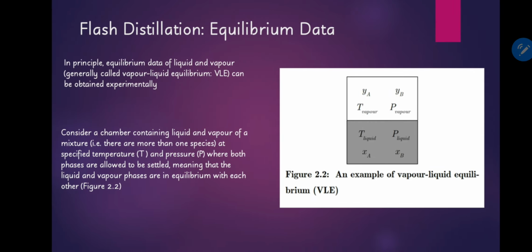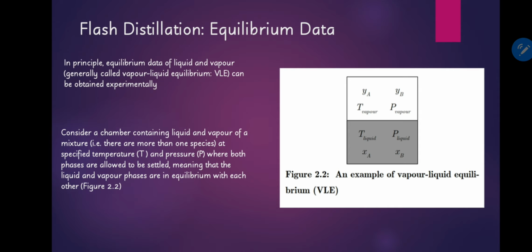So for the flash distillation, we now talk of the equilibrium data. So we have had a previous discussion regarding vapor liquid equilibrium or phase equilibrium in general. So I've let you watch a video tutorial. I just hope that you remember it now because it will come in handy. Okay, so in principle, chemical equilibrium data of liquid and vapor can be obtained experimentally.